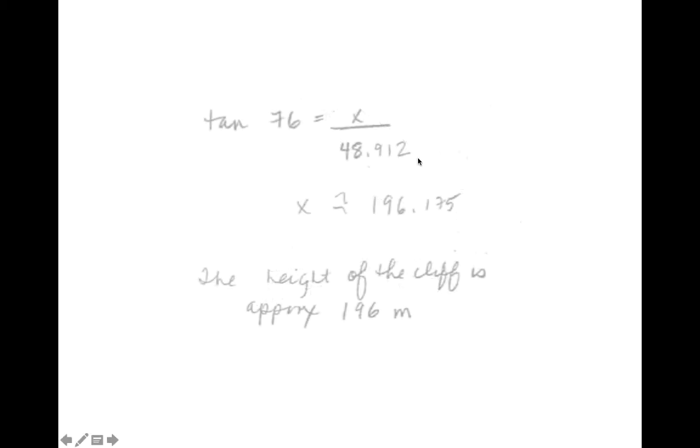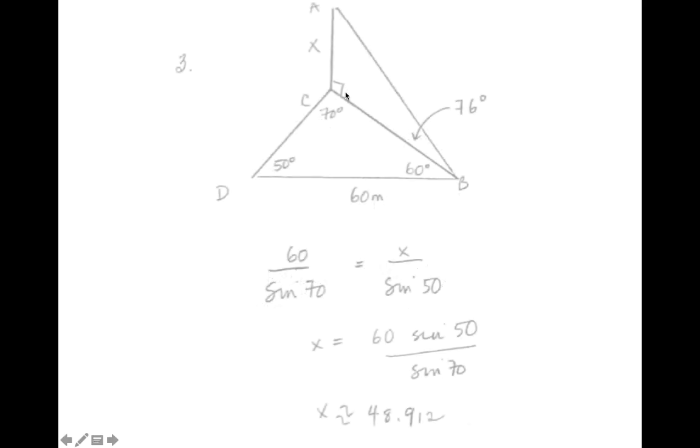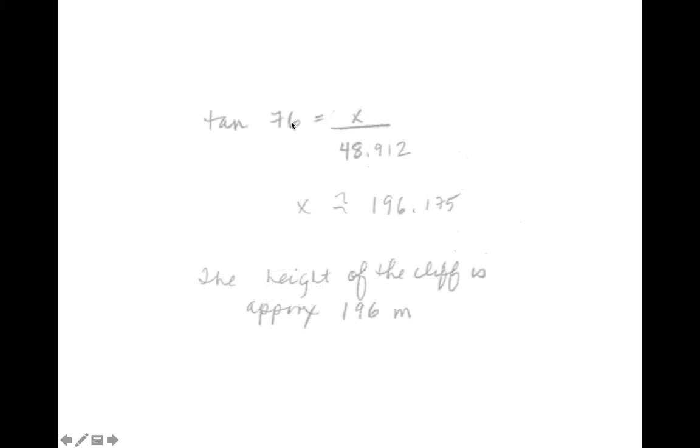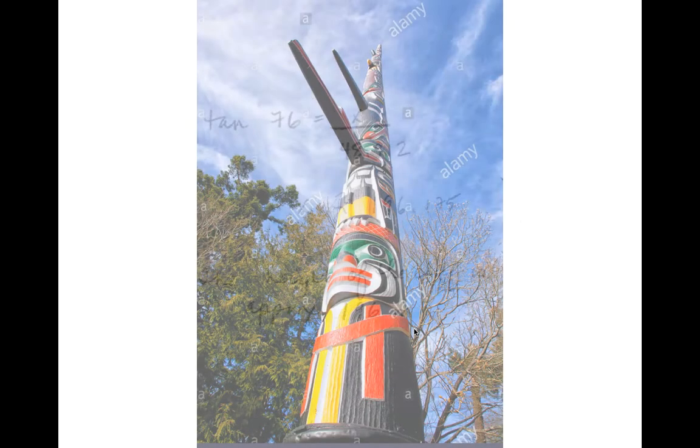Now, if you take that, I'll go back just for a second so you can see. Since you know this bottom one is 48.912, you're going to use tan, because tan is opposite over adjacent. So you're going to use x over your 48.912, tan of 76. And that gives you the approximate height of the cliff to be about 196.